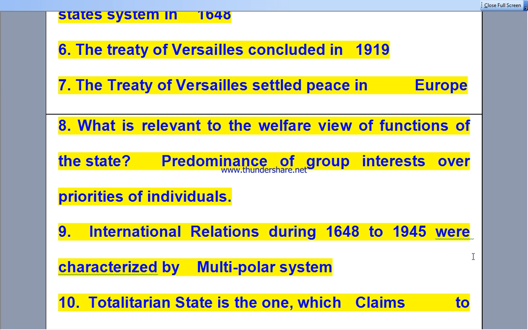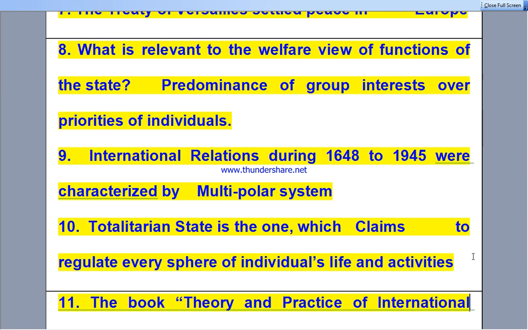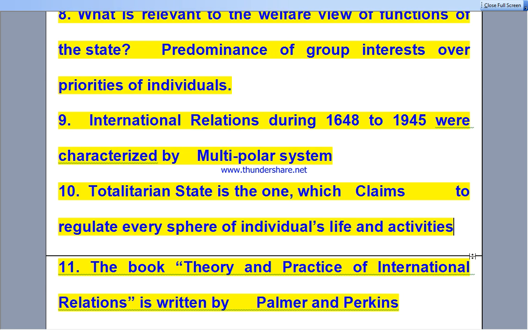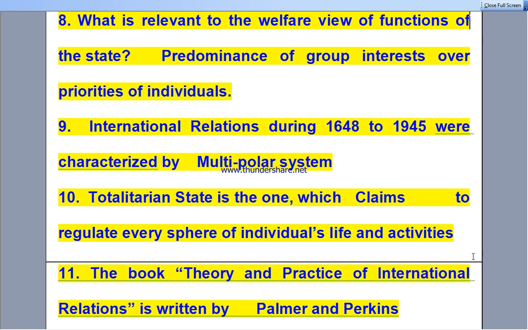It is a myth. What is relevant to the welfare view of functions of the state? Predominance of group interest over priorities of individual, means interests of state are supreme.